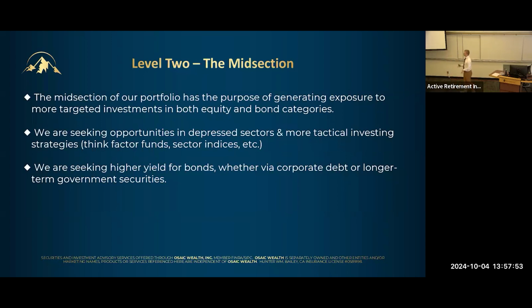Now we're pushing ourselves to see how we can optimize or just get a little bit more out of our portfolio. So the midsection has the purpose of generating exposure to more targeted investments in both equity and bond categories. We're looking for opportunities in depressed sectors and more tactical investing strategies. You might think factor funds, sectors, maybe some more actively managed things, just stuff that is a little bit more particular and isn't just "get me one of everything and I'll close my eyes and wake up in 10 years."